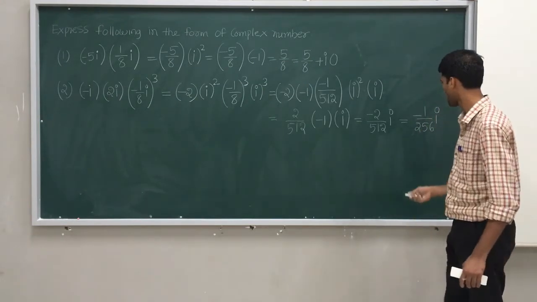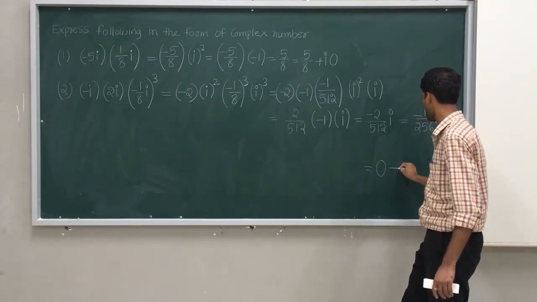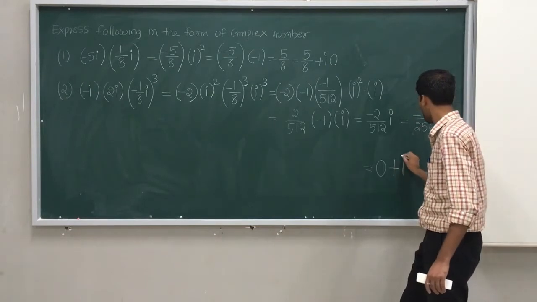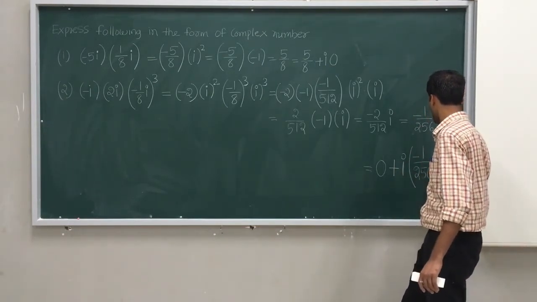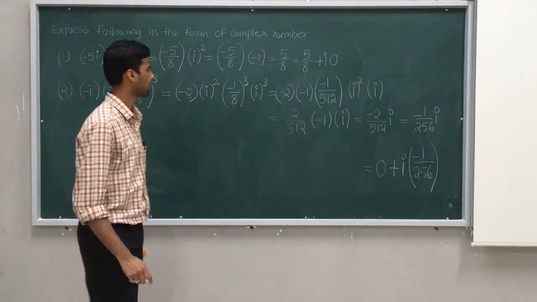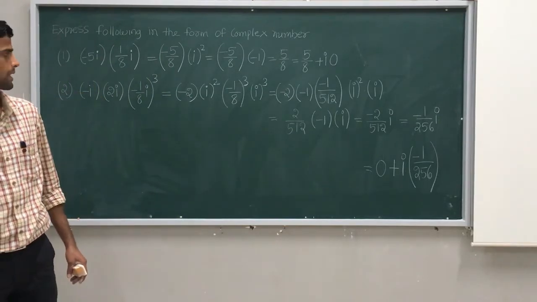I need to express it in complex form. Therefore, the required complex form is 0 minus, or you may write 0 plus, i times of minus 1 divided by 256. So this is the complex form of the given question.